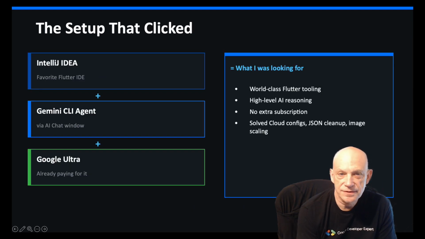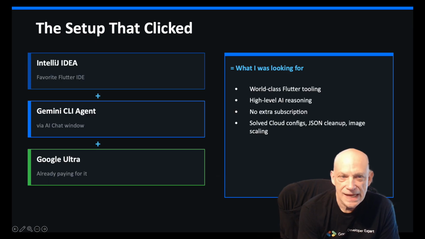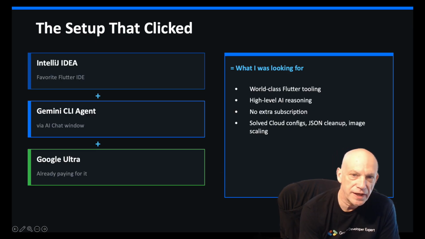Here's where things clicked. I already had Google Ultra, which includes Gemini, so I started using the Gemini CLI agent, specifically through the AI chat window inside IntelliJ. And that is the setup I've been looking for. My favorite editor, capable AI, no extra subscription. And the results were genuinely surprising.